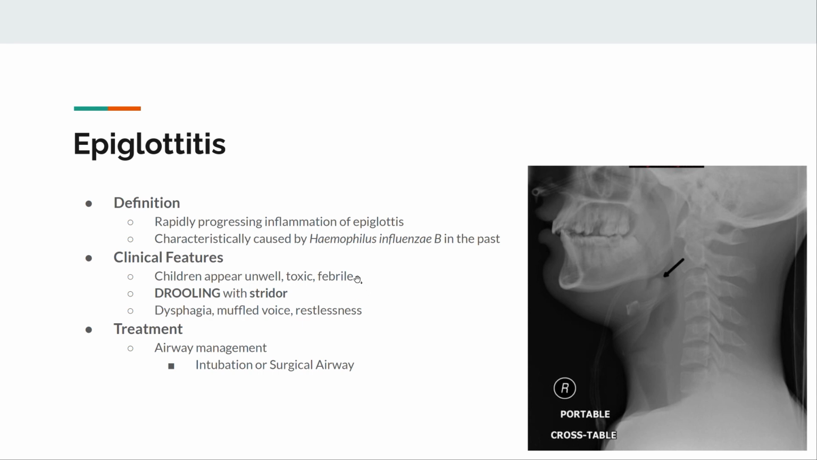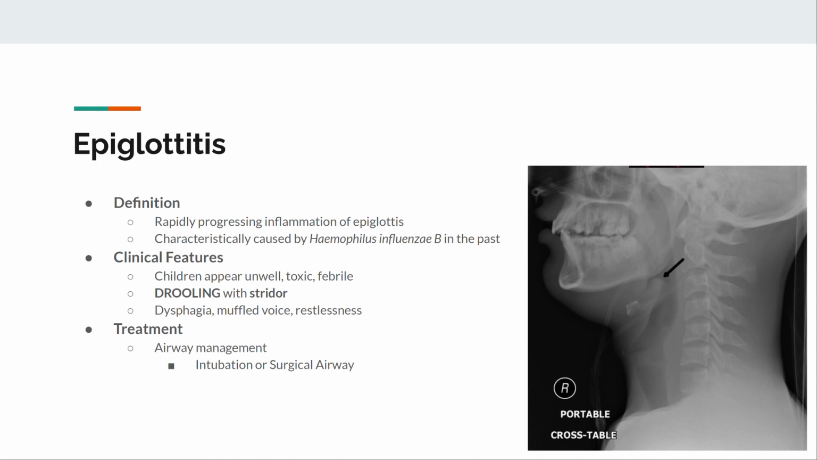So when I say toxic, basically they're floppy, lethargic, not themselves, they're not running around, they're not crying like usual, they don't want to look at you, they just want to flop over mum's knee. And the key feature is that they'll have a stridor, which could be croup, and most commonly stridor is associated with croup. But it could also be inhalation of a foreign body, which we'll talk about later. And finally, it could be epiglottitis.